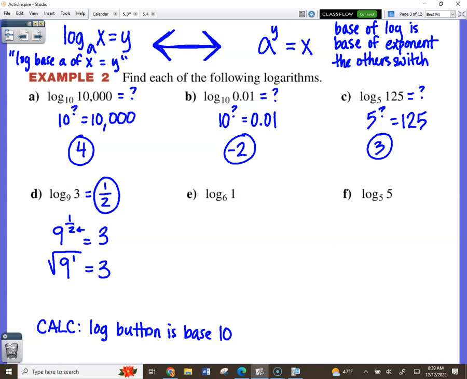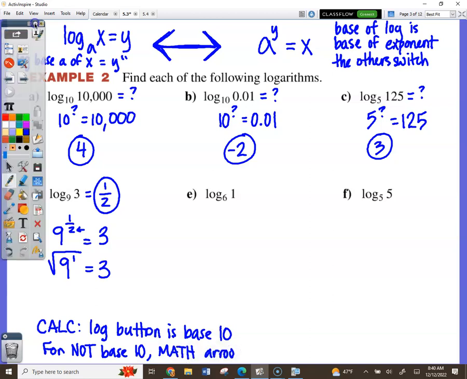So now let's come down here and adjust our notes. The log button is base 10. These are for bases other than base 10. Here we go. You're going to hit math, you're going to arrow up, and then you're going to select the one that says log base. And then you can enter it as you need to.